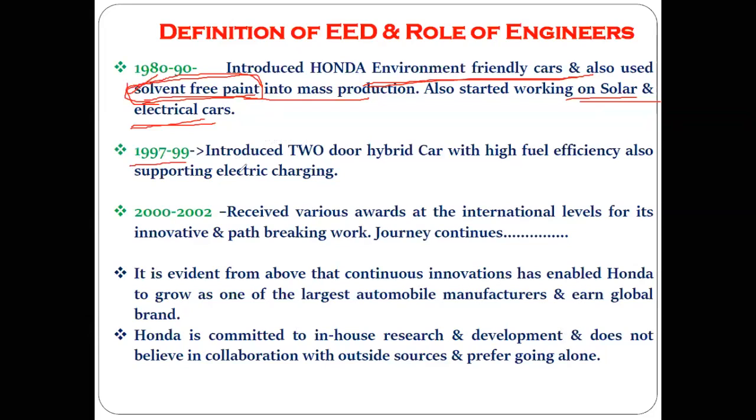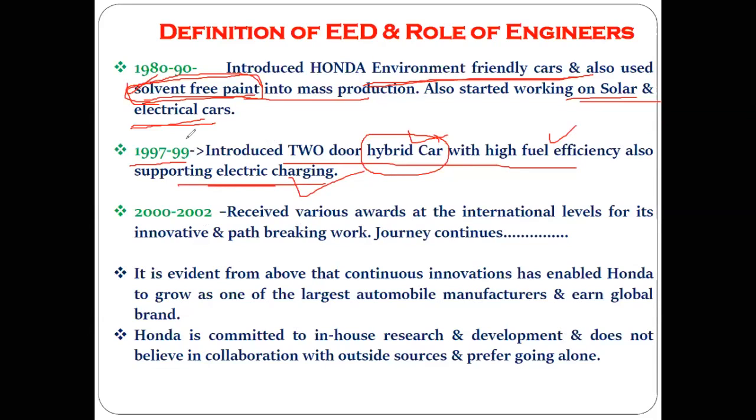Then in 1997-99 they launched two-door hybrid cars with more fuel efficiency and with the support of electric charging. Hybrid car in the sense, the car which can be run using fuel also, and the car which can be run using electricity also. That is the meaning of the hybrid car. Getting?